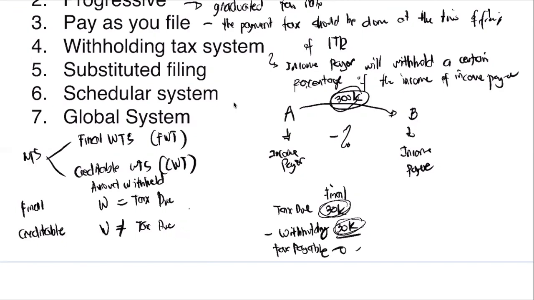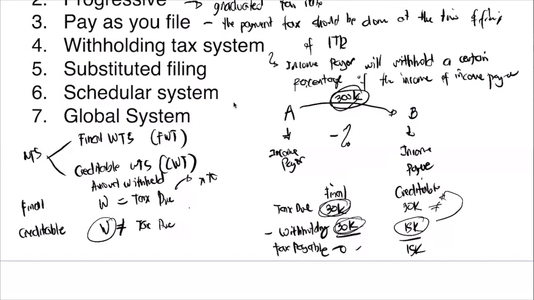While in a creditable withholding tax, you will still pay. So for example, we have here creditable. Our tax due is 30,000, but the amount withheld is only 15,000. So the tax payable is 15,000. So here, the amount of withholding is not equal to the tax due. Here, we said in your final, no more tax payable on that income. While in your creditable, there is still a tax payable on that income.